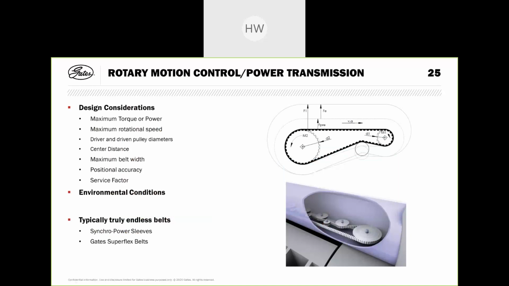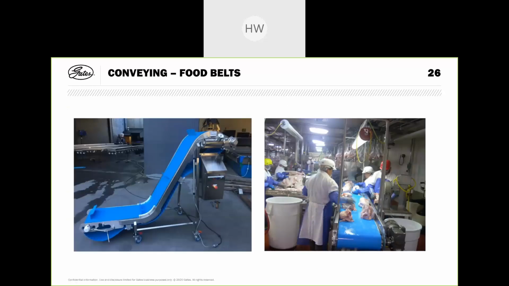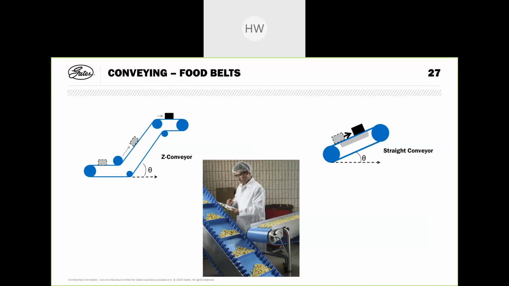There could be the Synchro Power sleeves or the Gates Superflex belt. And then another application will be food belting. Food belting, as you can see here, also we have two typical applications, which is the C drive, as you can see here, a type of a C shape of this conveyor for inclined conveying, or the standard two-pulley drive. And the pictures you can see here as well, mostly the straight conveyors, whether completely horizontal or with some limited inclined angle as well.